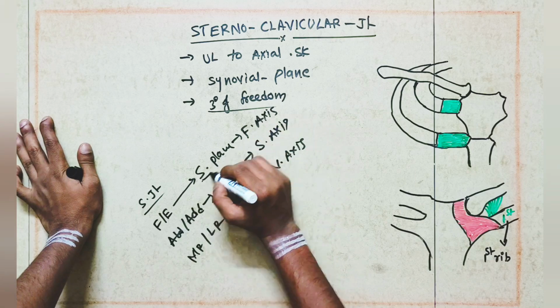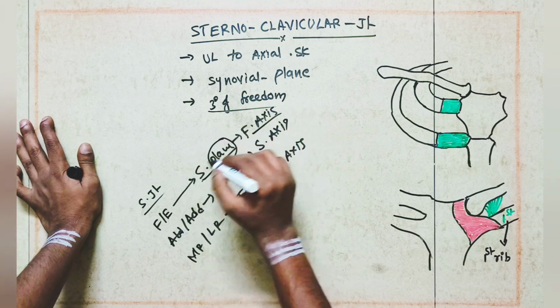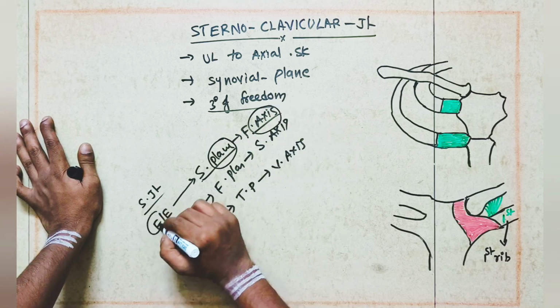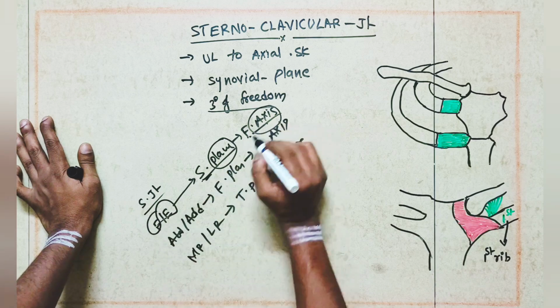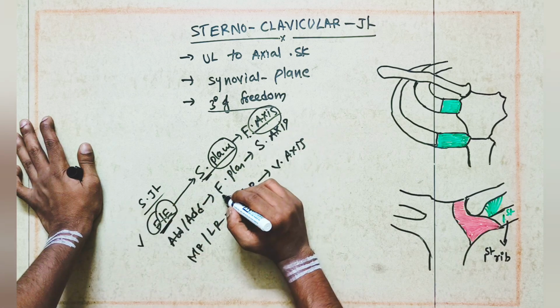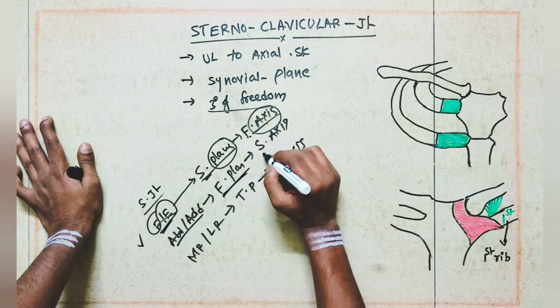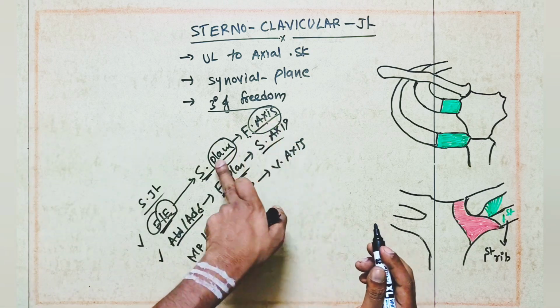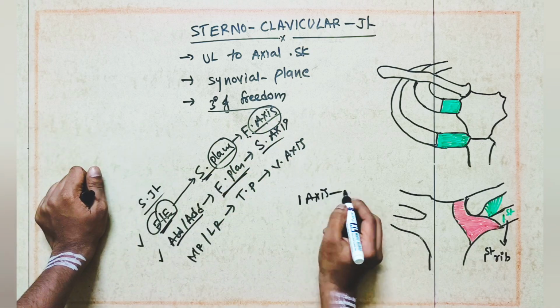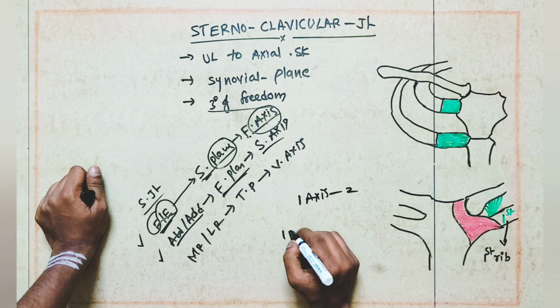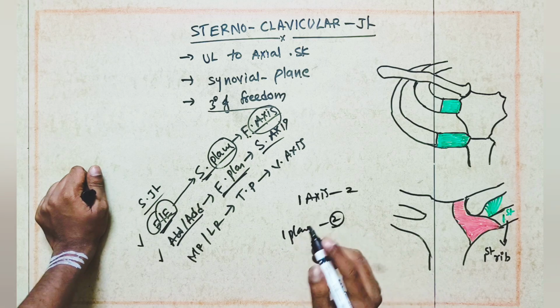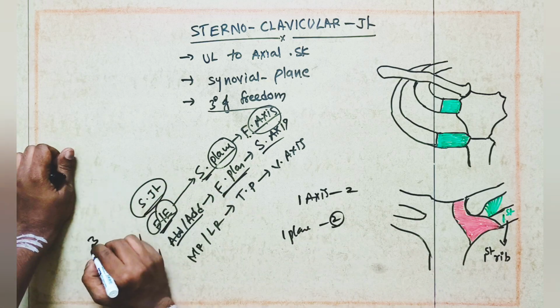Suppose we take any plane or any axis, we will get 2 movements. If we take the sagittal plane or frontal axis, flexion and extension, 2 movements will be there. If you take abduction and adduction in the frontal plane or sagittal axis, 2 movements. So whichever axis or plane you take, it will have 2 movements. So here we say that the shoulder joint has 3 degrees of freedom.